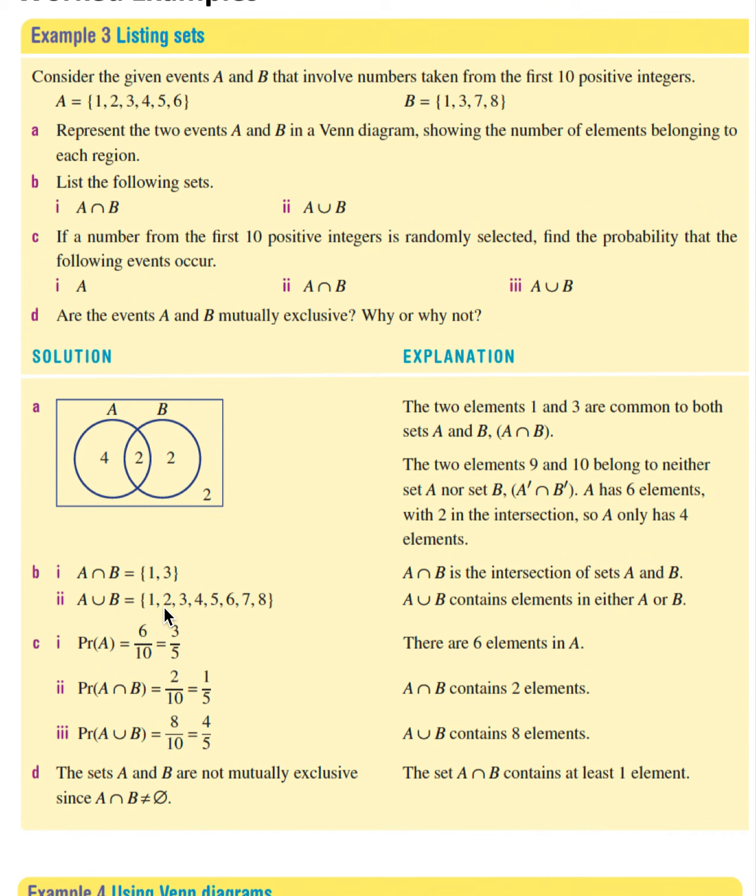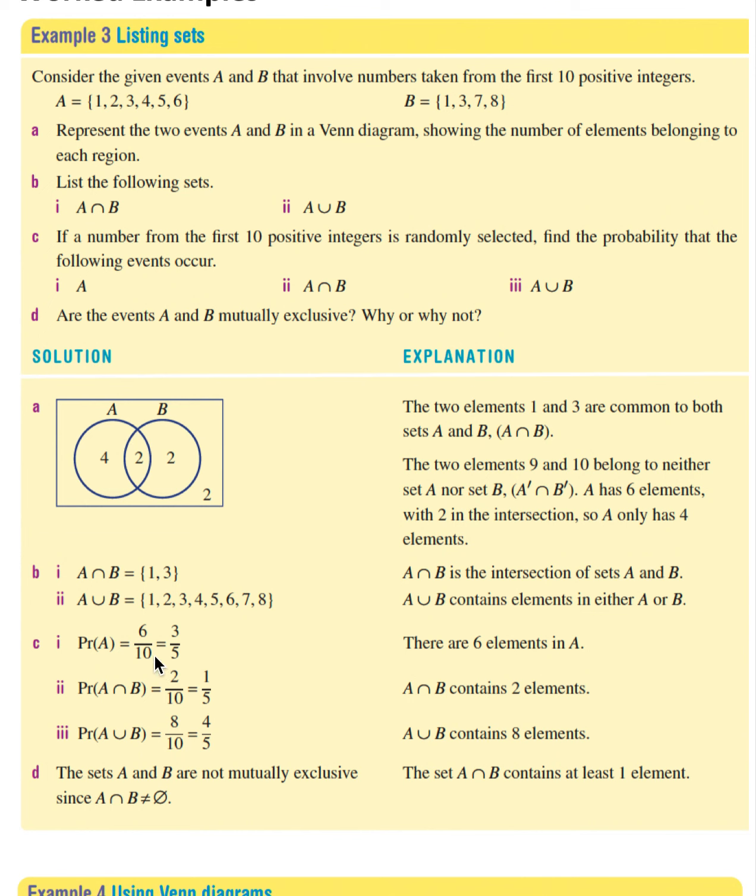Now that we've got that, we want to look at question C. So if a number from the first 10 positive integers is randomly selected, find the probability that the following event occurs. So we want event A, we want the event of A and B, and the event of A or B. So remembering, we need to write PR and then what we're finding. So the probability of A, there's a total of 6 elements that belong to A out of 10 possible elements.